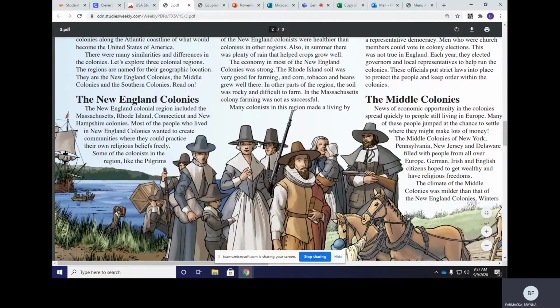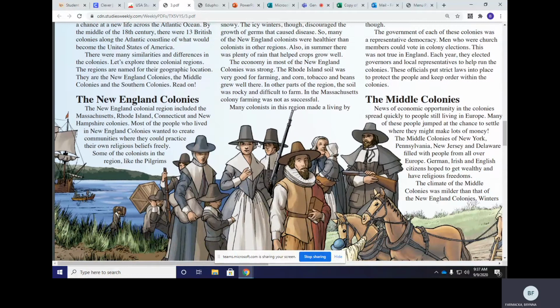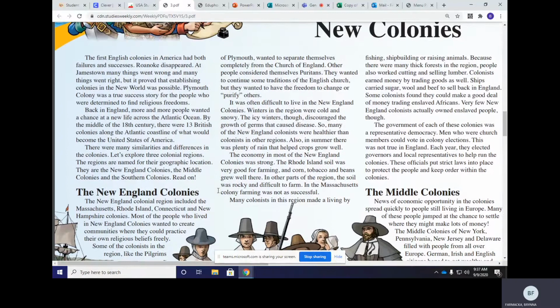So let's start with the New England colonies. The New England colonial region included the Massachusetts, Rhode Island, Connecticut, New Hampshire colonies. Most of the people who lived in New England colonies wanted to create communities where they could practice their own religious beliefs freely. Some of the colonists in the region, like the Pilgrims of Plymouth, wanted to separate themselves completely from the Church of England. Other people considered themselves Puritans. They wanted to continue some traditions of the English Church, but they wanted to have the freedom to change or purify others.